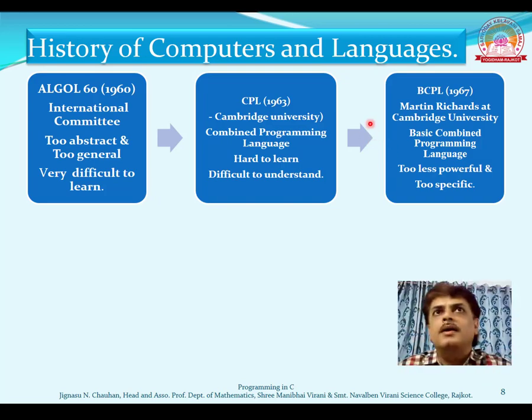After that, in order to improve the limitations of CPL, the Combined Programming Language, one more language was invented by Martin Richards at Cambridge University. This language was called Basic Combined Programming Language, briefly called BCPL. This language was invented around 1967.